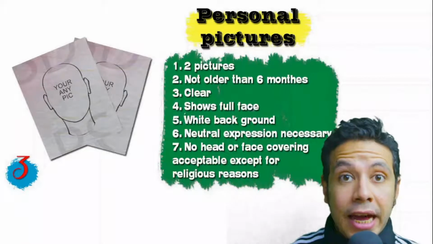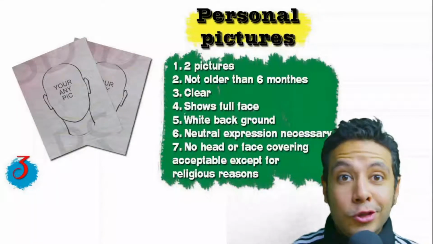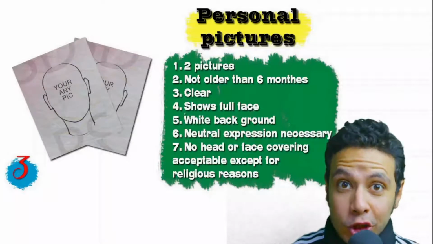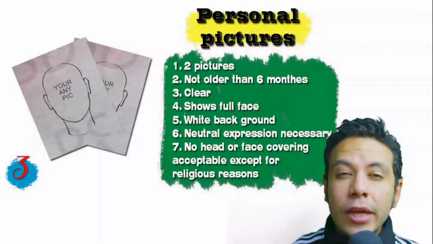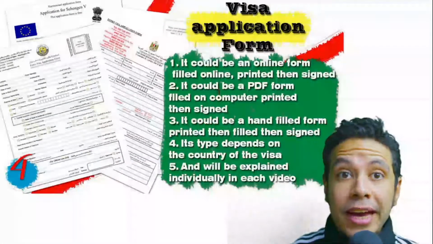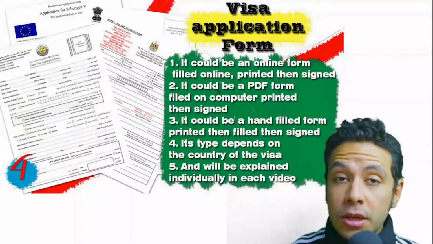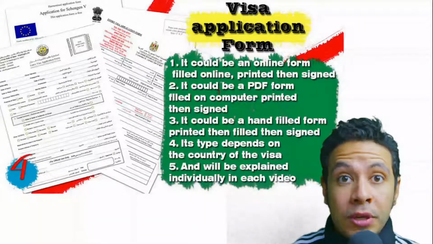It should be clear and show your full face, and it is preferred to be with a white background, and you should give a normal and neutral expression. No head or face covering is acceptable except for religious reasons. Speaking about the visa application form, in general cases you need only 1 copy of the visa application form, but sometimes you might be required to submit 2 copies or even 3.